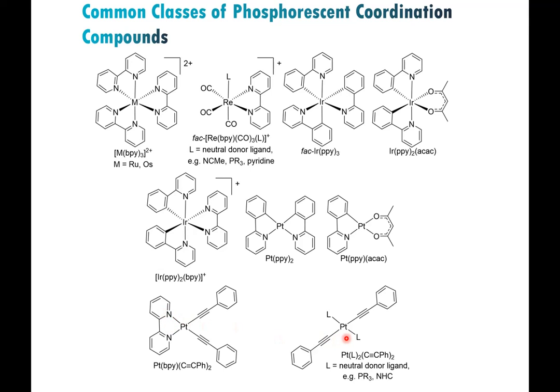But then the type that our group often works with, or that we are even more familiar with, have these monodentate L-type ligands with the acetylides at the other positions. In this case, it's actually the acetylide itself that serves as the locus of the excited state. Usually more of a pi to pi star state, but some sort of charge transfer character is often involved as well. So those are common classes of phosphorescent coordination compounds. There are many others, but as I said, it's usually 4d and 5d metals, and as I said, d6 and d8, all these are d6 or d8. Those are the most common d electron counts.